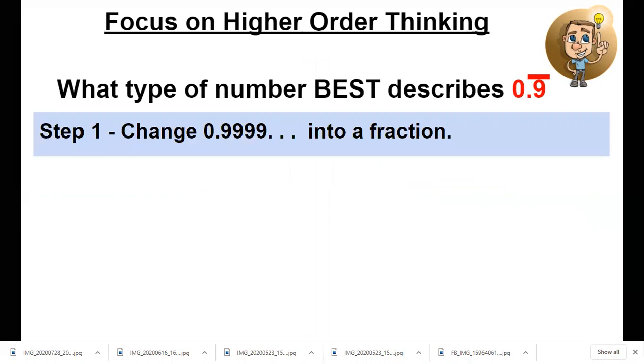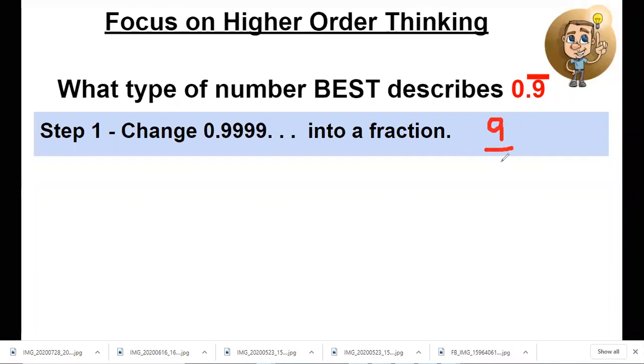Okay, step 1, we want to change 0.9999 repeating into a fraction. You should know how to do that. The shortcut method would be what? 9 over 9, which we know to be 1, right?